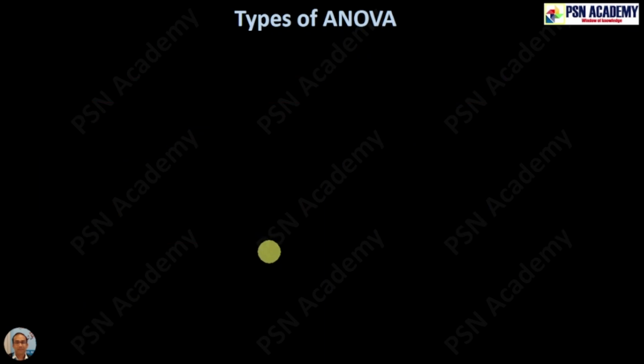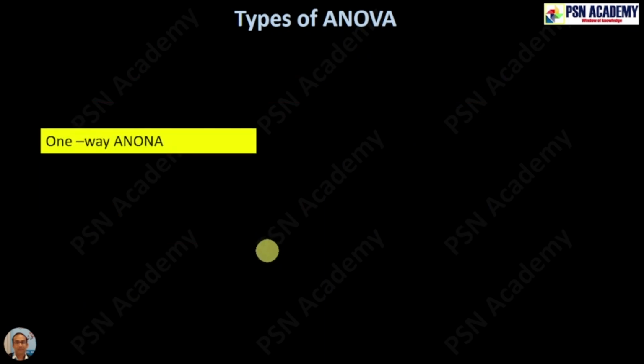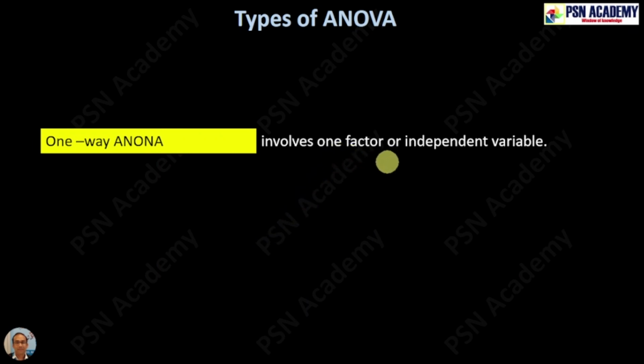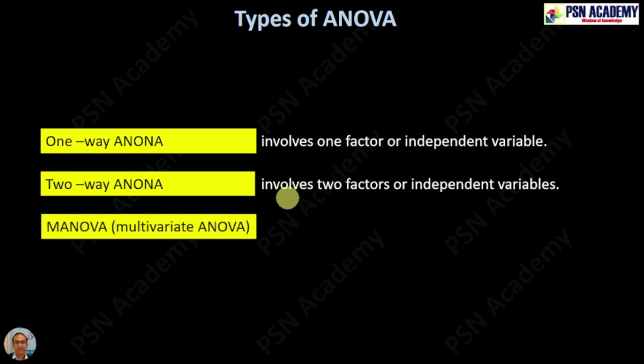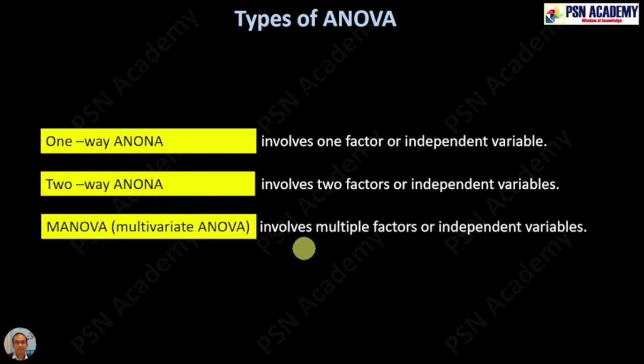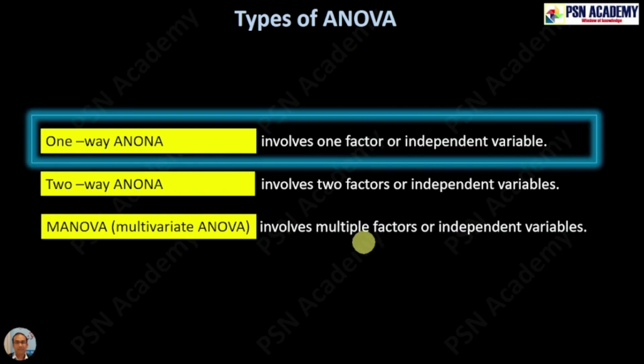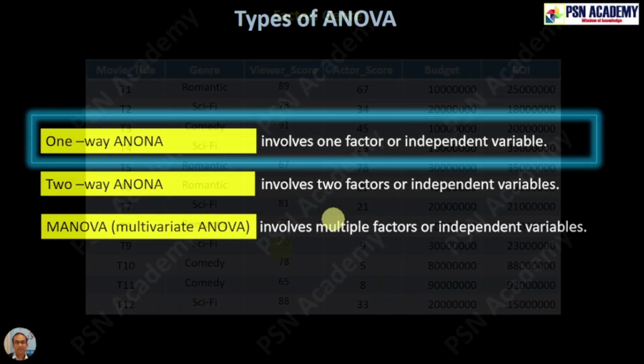So there are three types of ANOVA. One-way ANOVA, which deals with one factor or independent variable. There is a two-way ANOVA, where two factors or two independent variables are involved. And there is another one, MANOVA, which is multivariate ANOVA, that involves multiple factors or independent variables. Now, in this video, we will deal with one-way ANOVA.